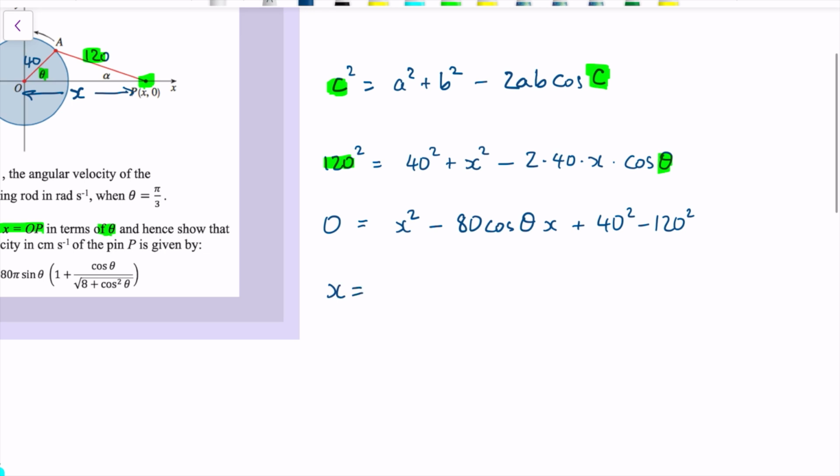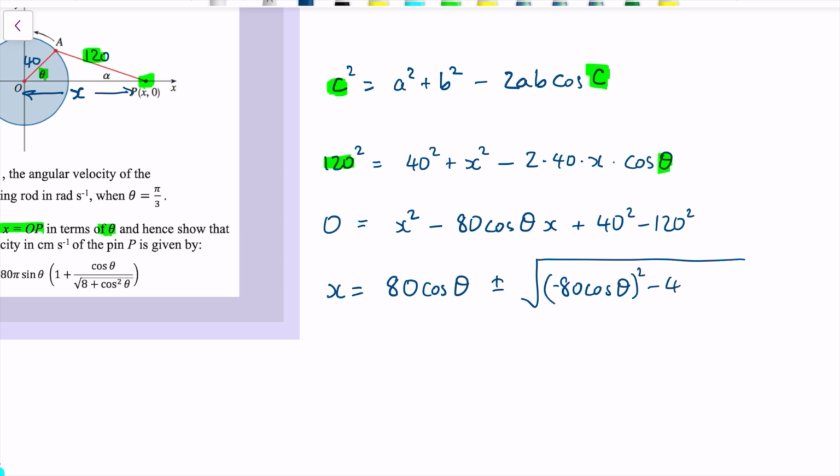x equals minus b, so 80 cos theta, plus or minus the square root of b squared minus 4 times a times c. No, a is 1, my bad. b is negative 80, minus 4 times 1 times c, which is 40 squared minus 120 squared, all over 2.